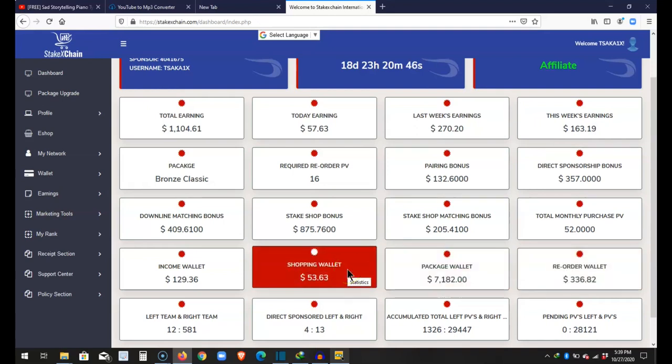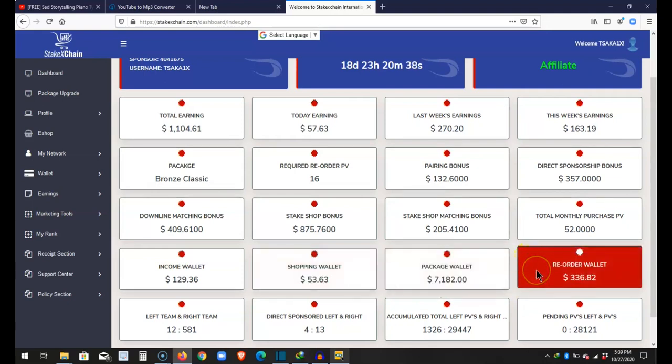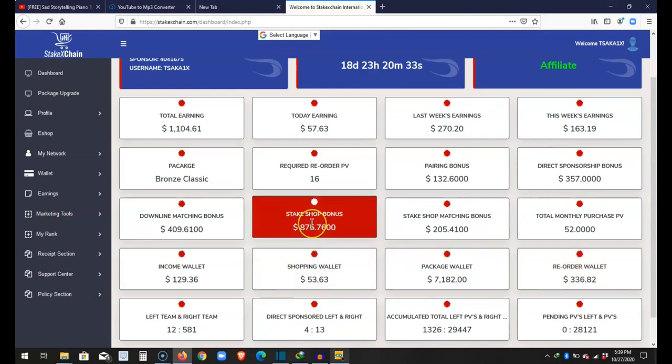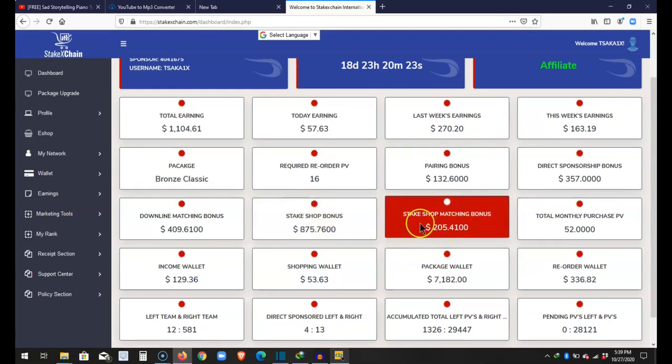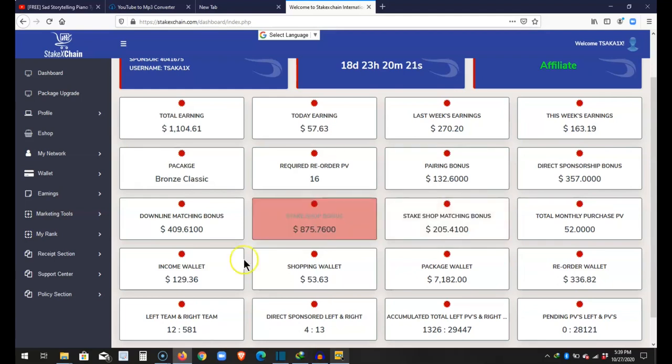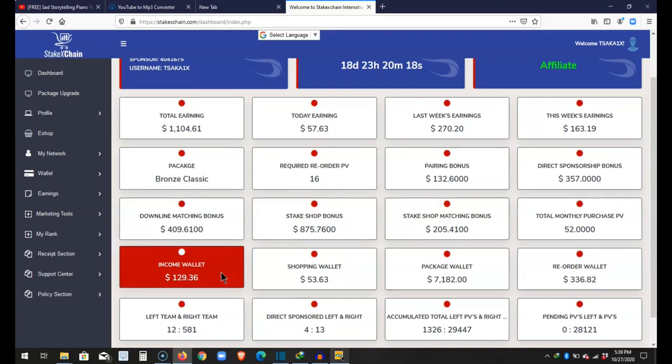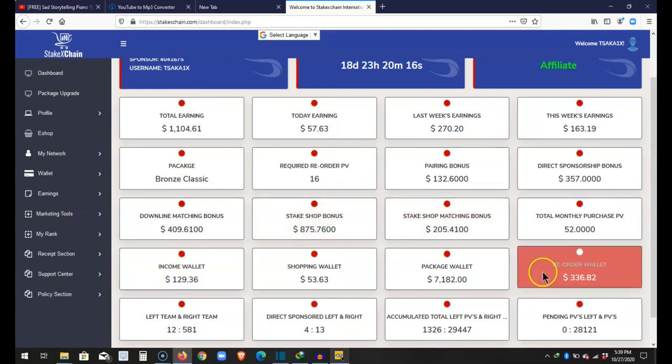Okay, but what you need to understand, the difference between reorder and a shopping wallet is very simple. Now when you look at the compensation plan, you realize that for the non-referral side, that's for the stake shop bonus, 80% will be put aside for shopping and then 20% into the income. So whatever you earn from stake shop bonus and then stake shop matching bonus, 20% will come into the income wallet right here. Then the 80% will go into the reorder wallet.